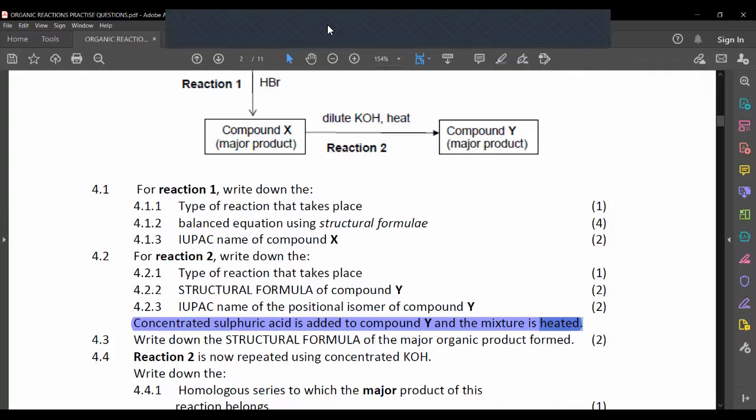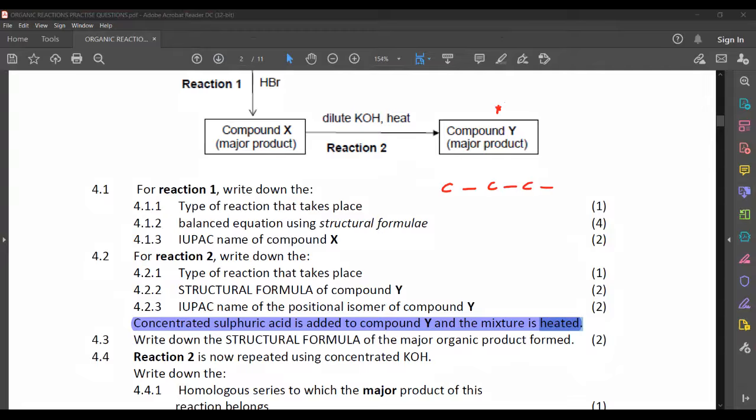So in this case, break it down with me. You've got compound Y, which is this one. 1, 2, 3, 4. And on carbon number 2, I've got an OH, and I've got an H there. And I'm reacting this compound Y in the presence of sulfuric acid. And I just say to you, I definitely must get an alkene, dehydration. I'm going to remove the OH, there you go, and the H, there you go, on the right-hand side.